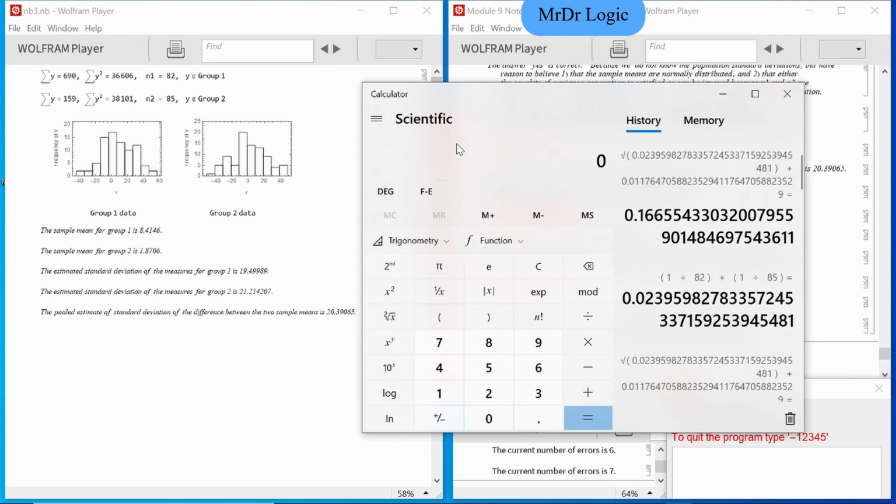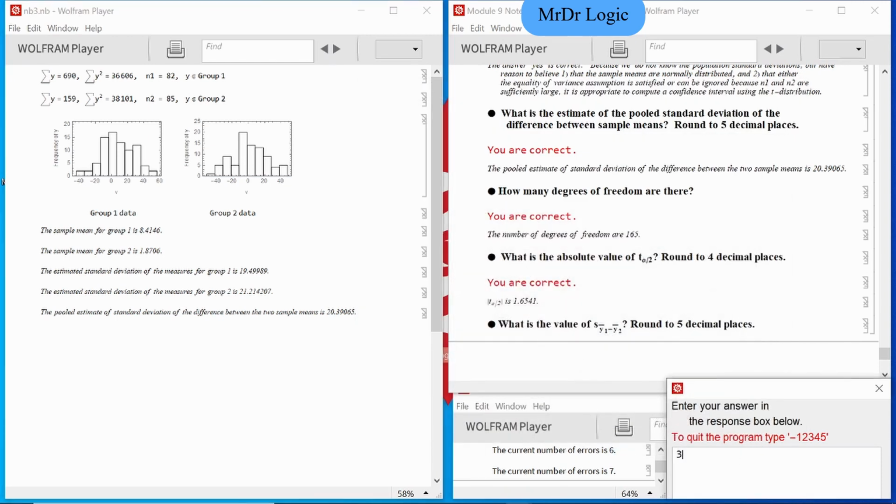Okay, we're going to take, remember that 0.1457 whatever? We're going to multiply that with the 20.39065. And if we take the last few digits, it's going to be 3.15626.